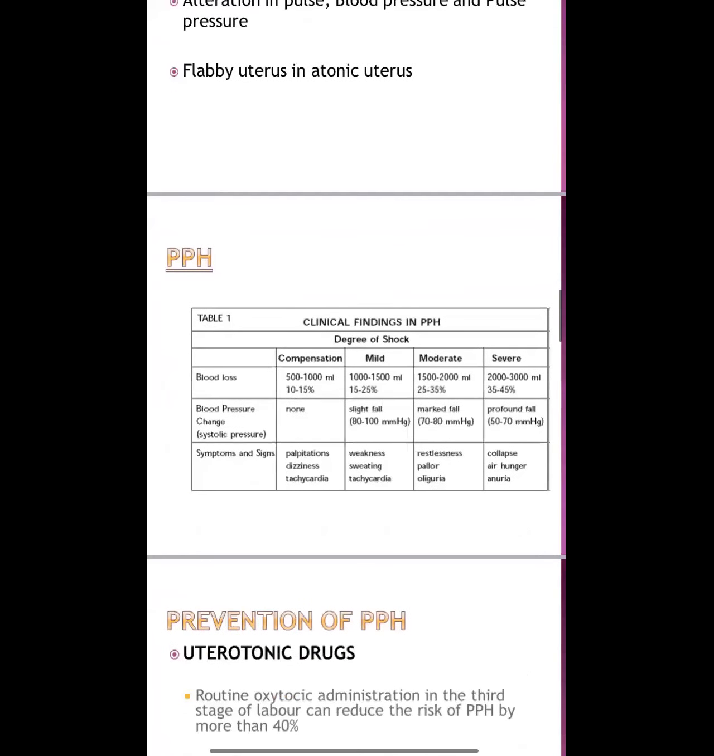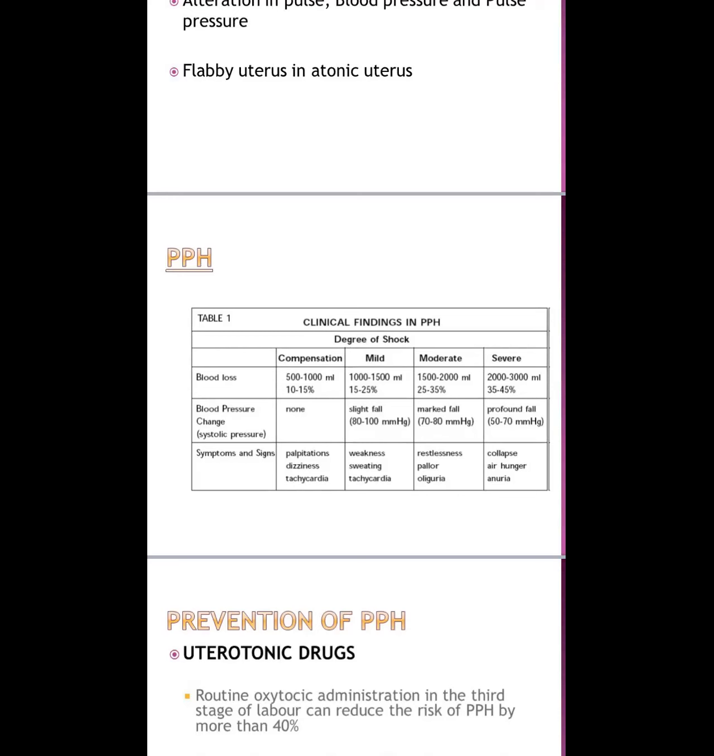Okay, the clinical findings in PPH: the amount of blood loss and degree of shock. The degree of shock is compensated, mild, moderate, or severe. In compensated shock the amount of blood loss is 500 to 1000 ml, that is 10 to 15%. Blood pressure is almost normal, and symptoms are palpitations, the patient complains of dizziness, and she is tachycardic.